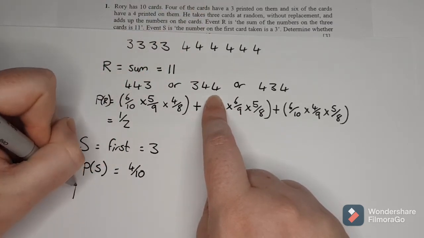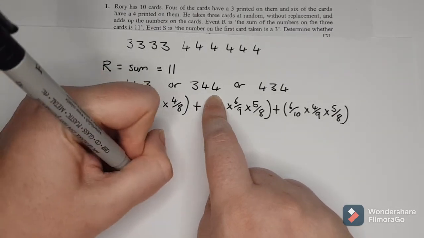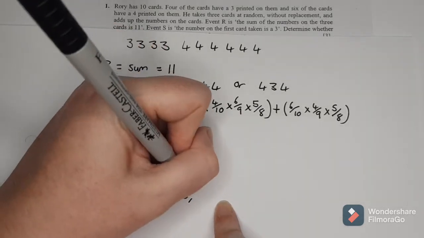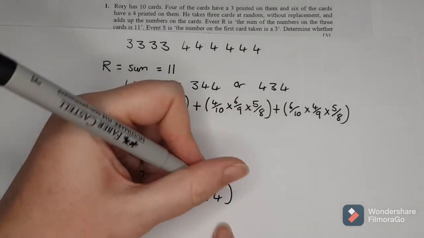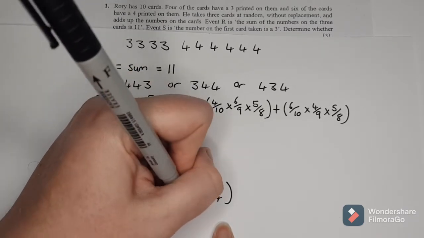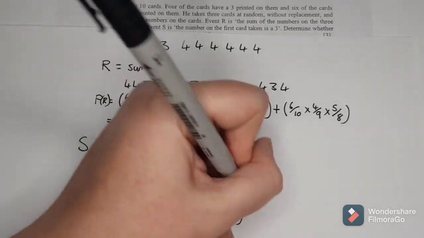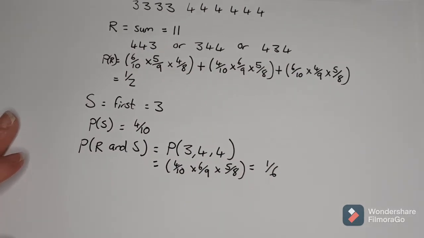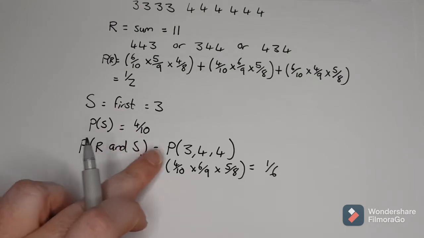So basically, the probability of R and S together is just the probability of getting the 3 first, and then they're adding up to 11, so then it's a 4, and then it's a 4. So if you look at that, this is going to say 4 over 10 times 6 over 9 times 5 over 8. And that gives me 1 over 6. So now I have the probability of R, the probability of S, and the probability of R and S.